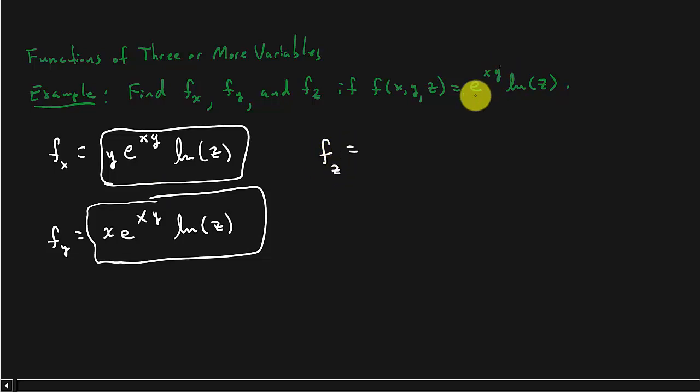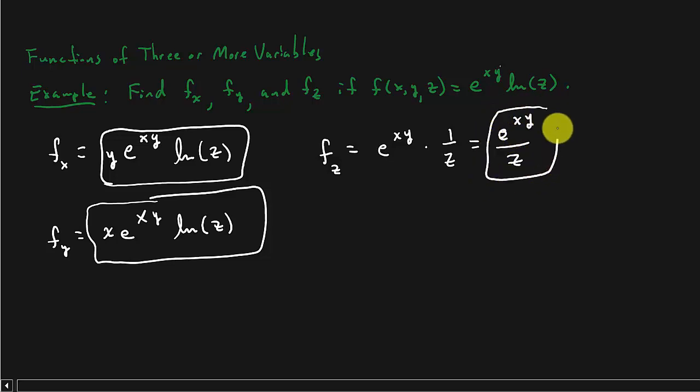And then we've got the partial with respect to z. So this time, this e to the xy is just a constant. So that's e to the xy, and the derivative of natural log z is just 1 over z. And so that's e to the xy over z. And there's your derivative. So that's pretty easy.